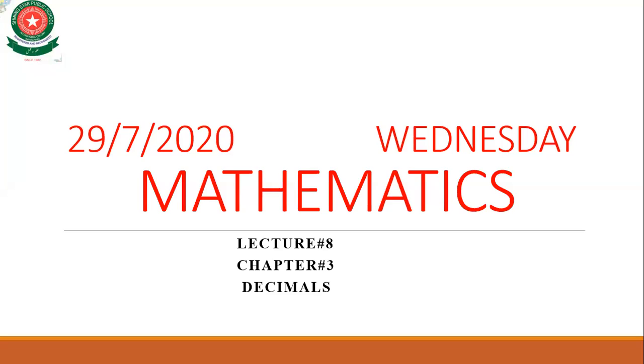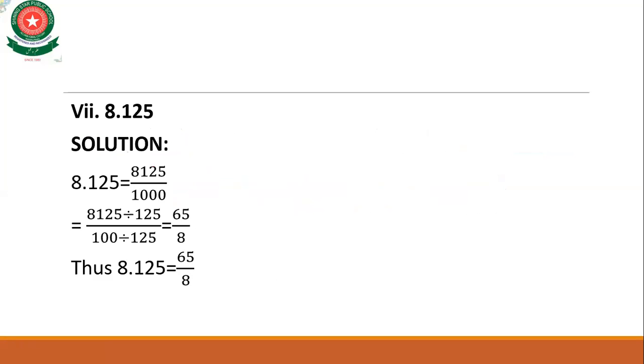If you remember, we have just learned how to convert a decimal into a rational number. First of all, we have read that there are 3 rules. First, we have to put 1 below the decimal point, then put some zeros according to the digits after the decimal point.